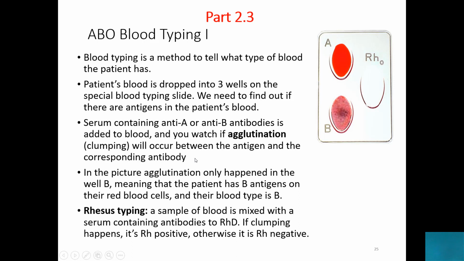After the clumping happens or does not happen, then you can estimate what blood type your patient has. In this picture, agglutination only happened in well B. It means that the patient does not have any A antigens on their red blood cells, only B antigens, and their blood type is B. Nothing is shown for Rh in this picture, but if agglutination happened in this well, then the patient's blood type would be B positive. If there was no agglutination in the third one, Rh, the blood type of the patient would be B negative.